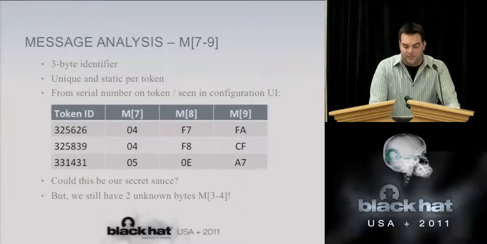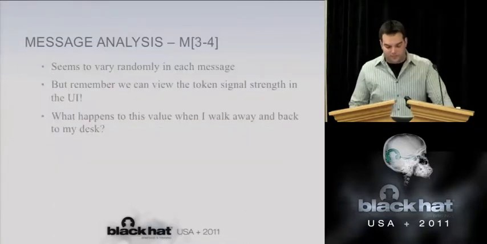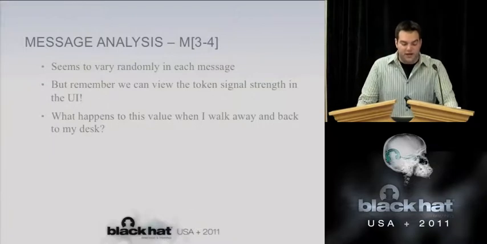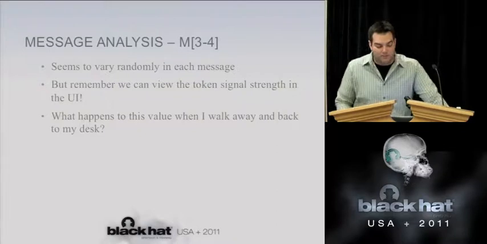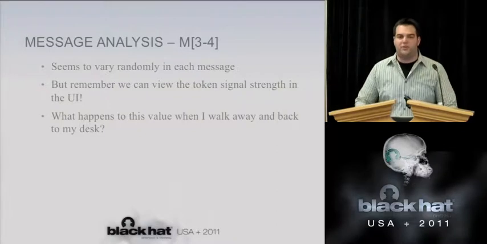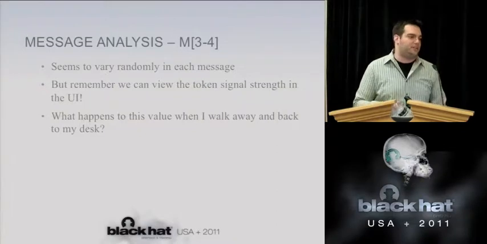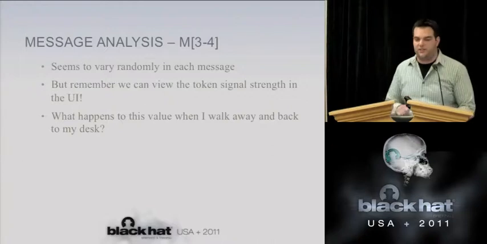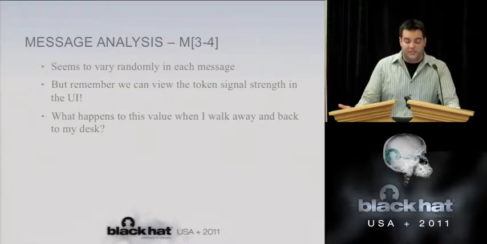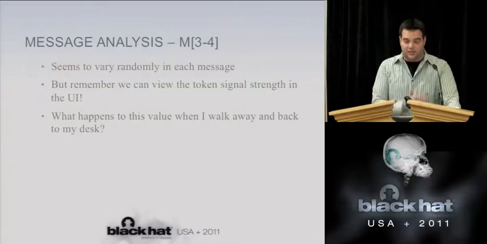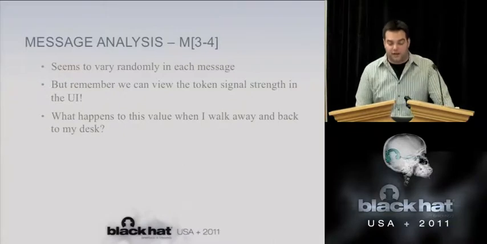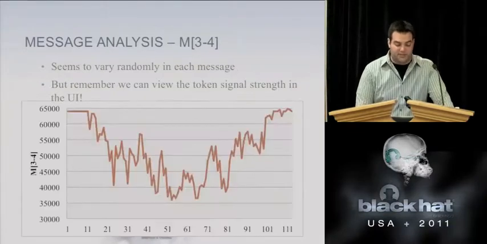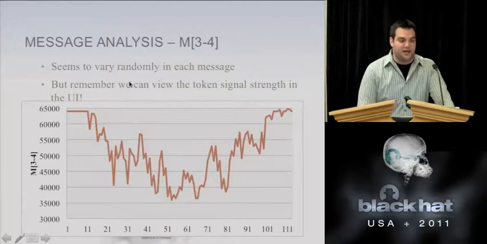So let's take a deeper look at those 2 bytes. In the traffic, they really seem to vary randomly with each message. But one thing to remember is that as part of the UI, we can see the signal strength, and we can set up different lock states for different signal strengths. So to test this, I took this dongle and walked across the office and walked back. What does that value become? And we can see here, what we actually get is exactly that.